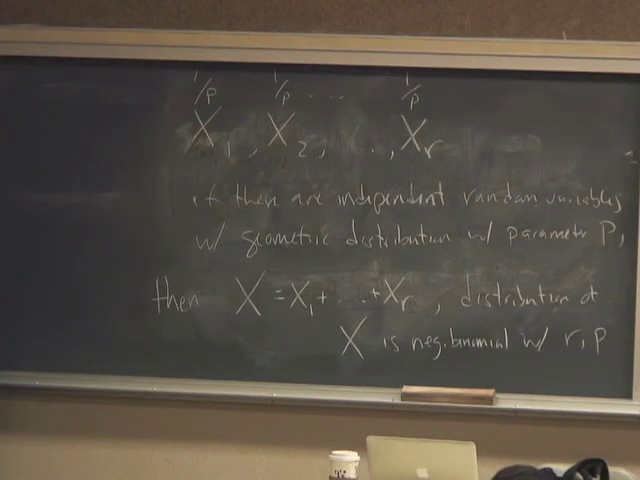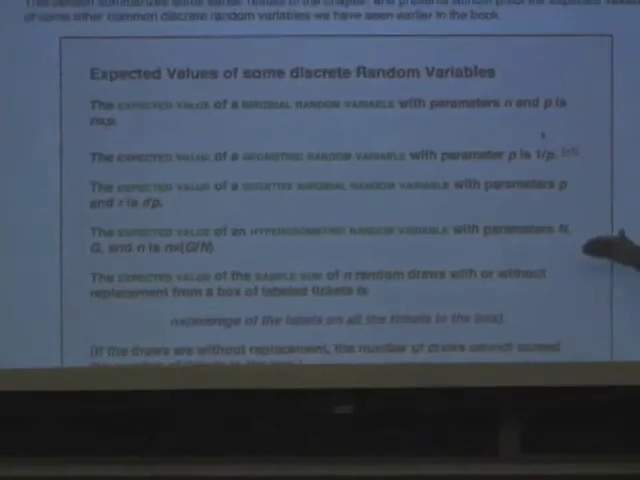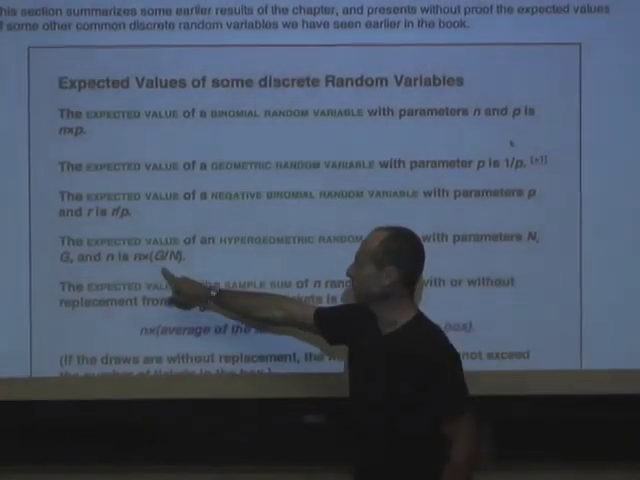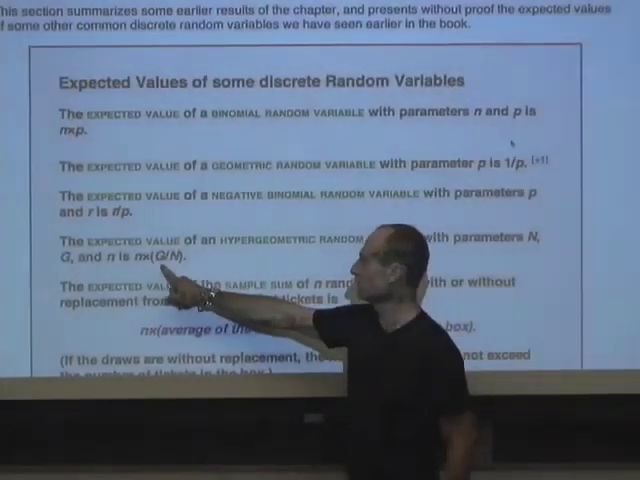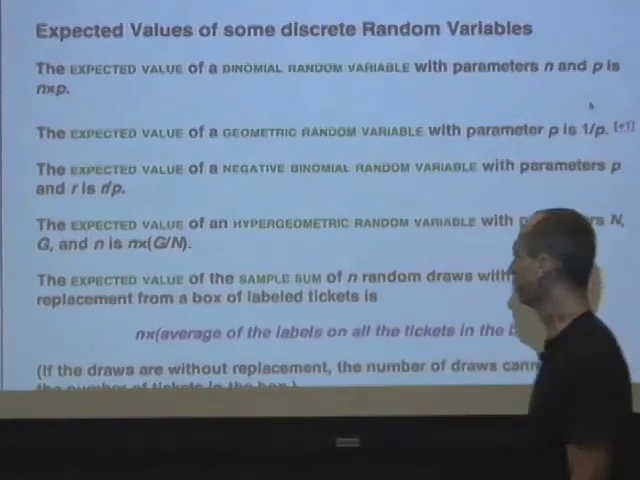Okay. Hypergeometric, we already did. Again, it's draws, in this case, without replacement from a box of numbered tickets. The average of the tickets in the box, the labels on the tickets in the box, is G over N. That's the fraction of tickets labeled 1 in the box.